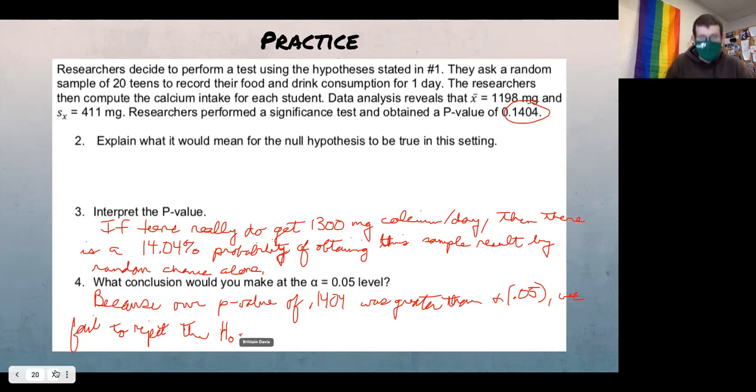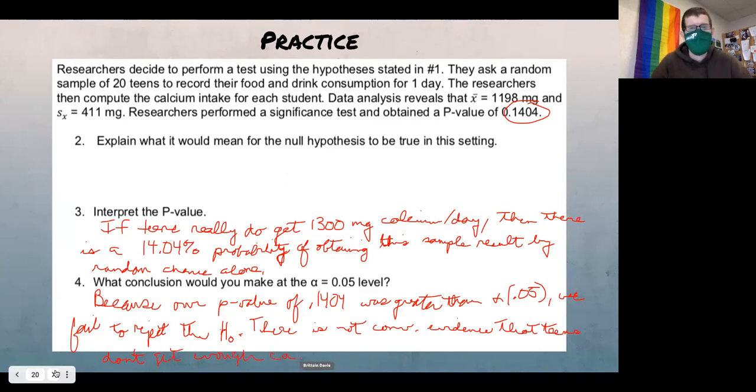All right. And we could add another, because that doesn't put any context onto it. So we can add some context. There is not convincing evidence. There is evidence, but it's not convincing evidence. There is not convincing evidence that teens don't get enough calcium. All right. So, are there questions on just this interpretation right here?